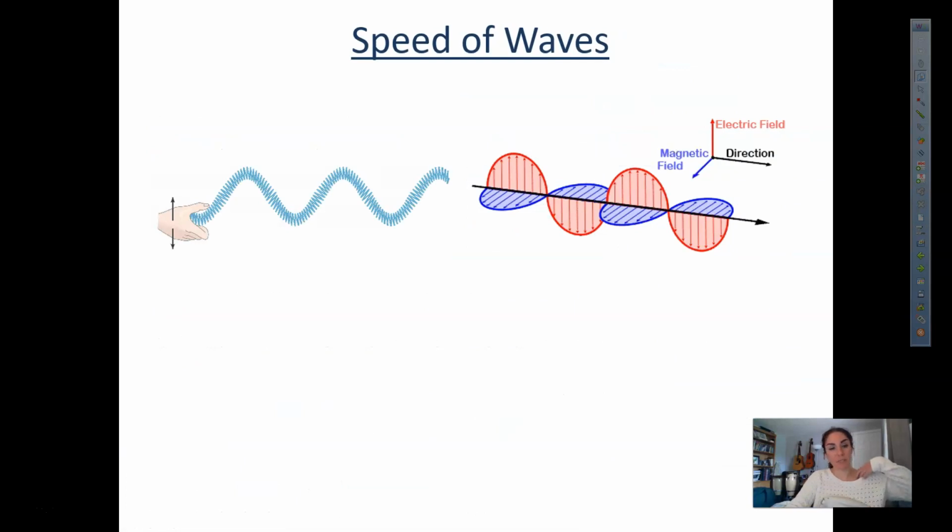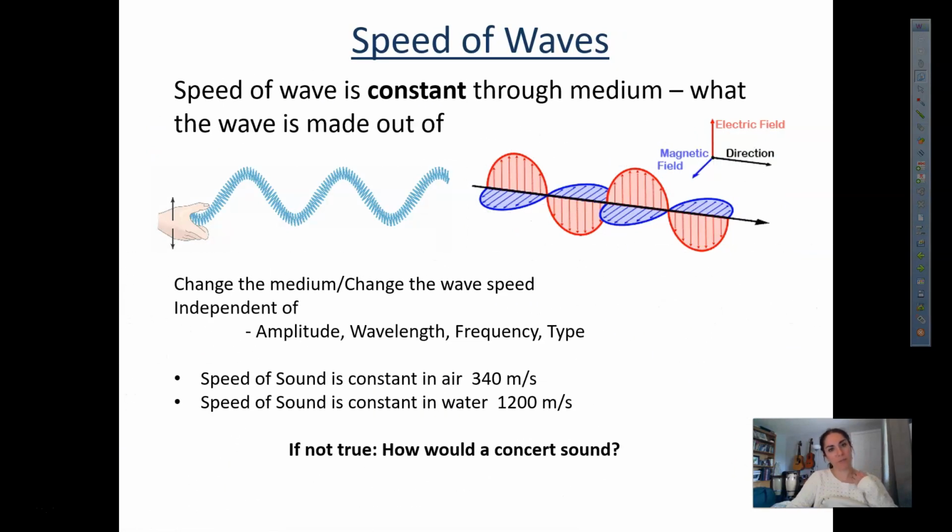Okay, last part of today's lecture is the speed of waves. The speed of waves are constant through the medium. What does that mean? It means all sound waves, as long as you're in the same room as somebody else, are all going to travel to you the same way.